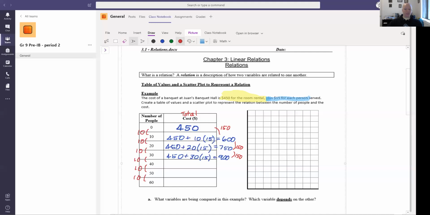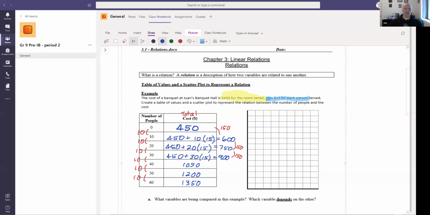So if I just continue this pattern now, 900 plus 150 is going to be 1,050. I would have calculated that by doing the same thing as in the previous 3 lines. And then 1,050 plus 150 would be 1,200. And then 1,200 plus 150 is 1,350.